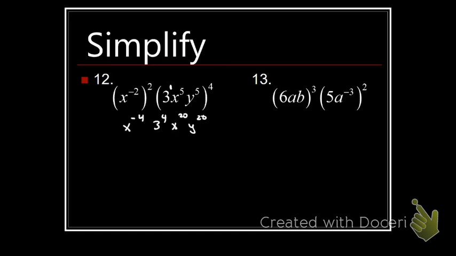Okay, 3 to the 4th. Everybody crunch it. If you can't do it, 3 times 3, 9 times 3, 27 times 3. So 81. X to the what? 16. How'd you get that, Trey? You're right. Negative 4 plus 20 is 16. Y to the 20. Good.